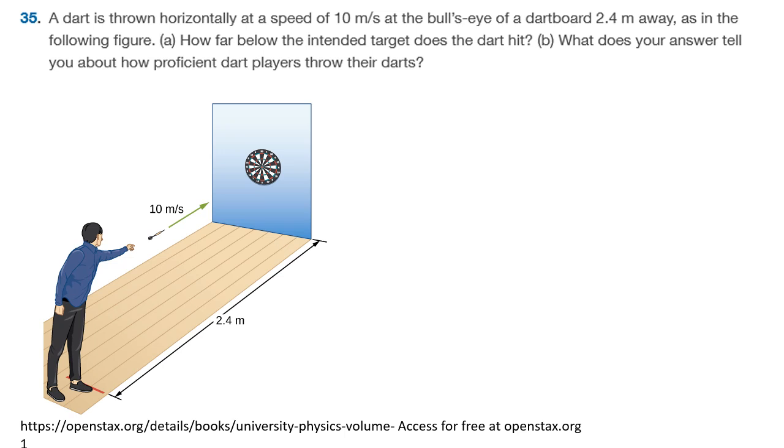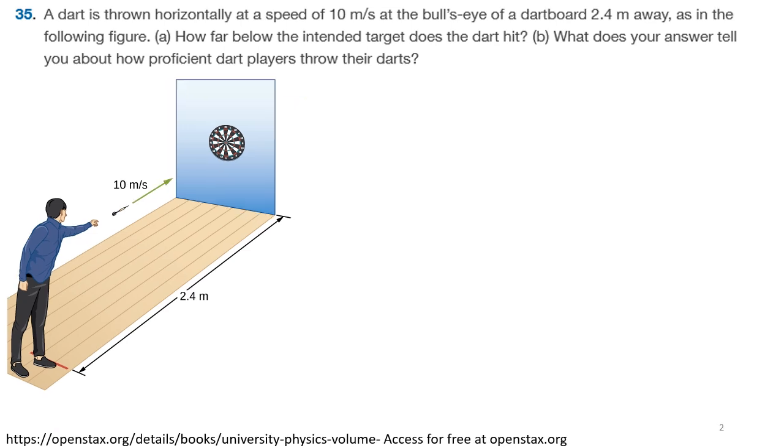Hello, this is a problem from the OpenStax physics textbook, volume 1, chapter 4, problem 35. As shown in the figure, a dart is thrown horizontally at a speed of 10 meters per second at the bullseye of a dartboard. The bullseye means the center of the dartboard, which is 2.4 meters away from the person. As in the figure, how far below the intended target does the dart hit?